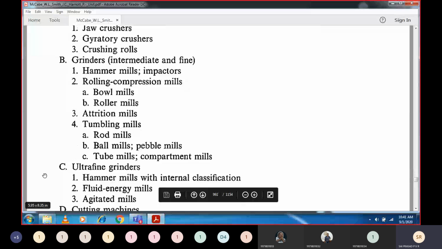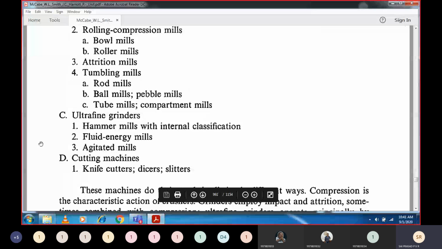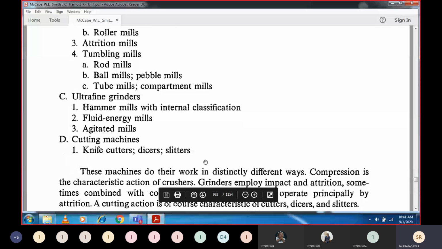And finally, we have ultrafine grinders: hammer mills with internal classification, fluidized energy mill, and agitated mill. These are the two categories which will be giving very small size particles: fluidized energy mill and agitated mill. And finally, we have one more example: cutting, where we can use knife cutters or dicers or splitters. By changing the blades, we can give shapes to the given material. So basically, these are the four categories.